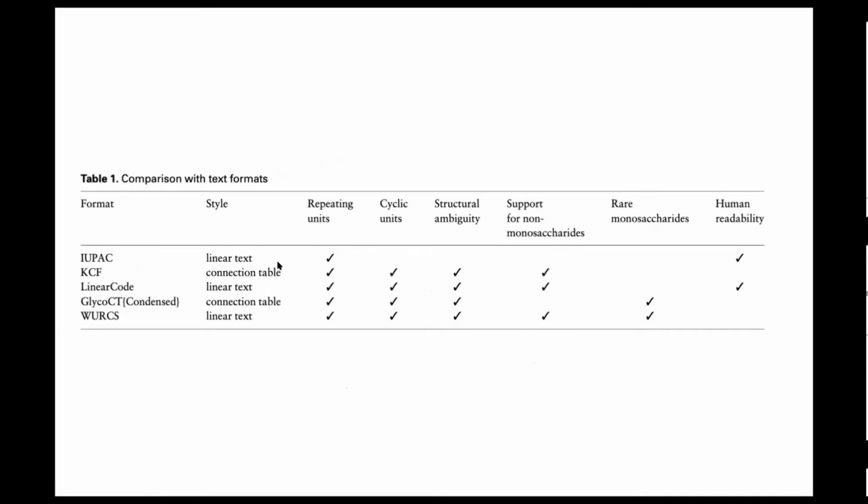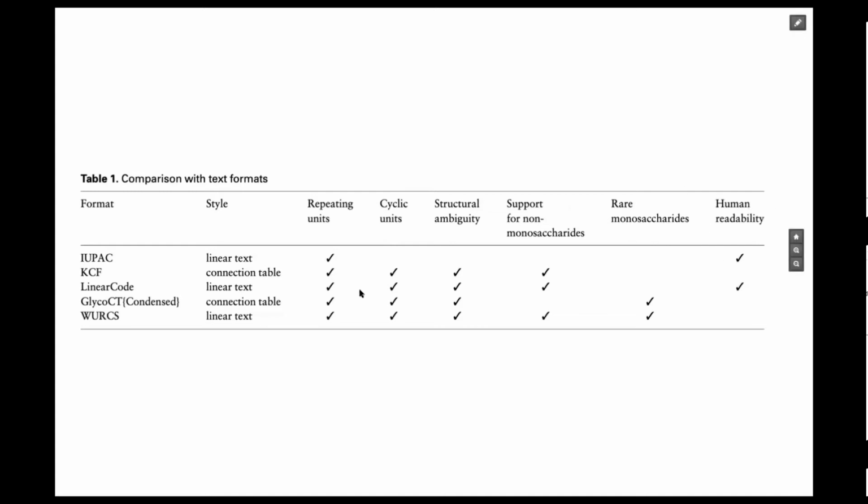And so all of them are either text, but also tables. They have different properties. They account for repeating units or cyclic units or not. They accommodate rare monosaccharides or not.